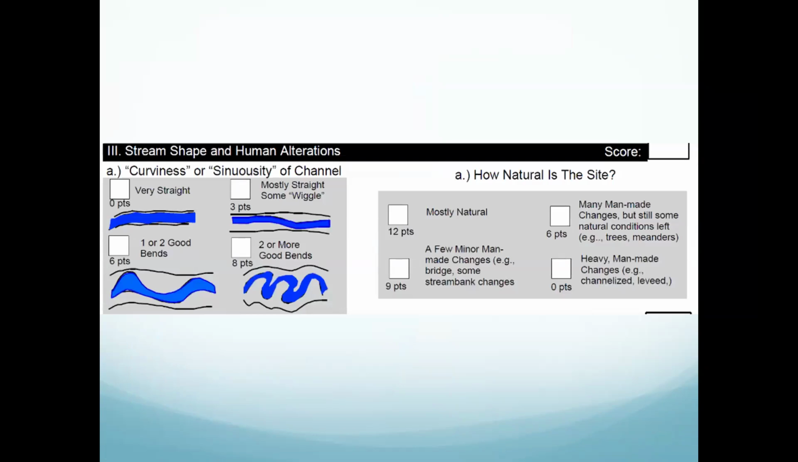All right, our third metric is stream shape and human alteration. So this is the sinuosity of the channel or curviness. And there's a few pictures here. So within your, if it's 500-foot reach, you'll want to indicate, is it very straight? Is there some wiggle, 1 to 2 good bends, or 2 or more good bends? And then how natural is the site? Again, you can double check if needed, otherwise pick the best category as to how much man-made influence you see right around your stream.